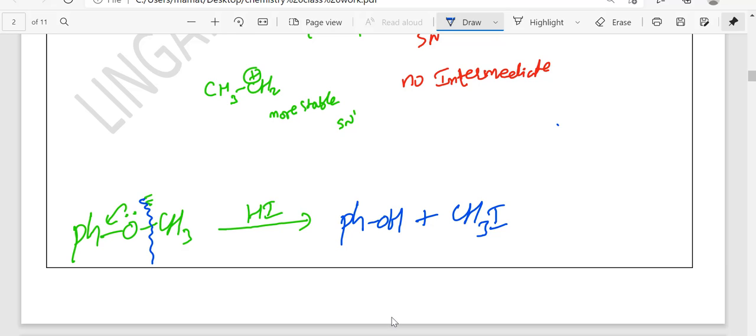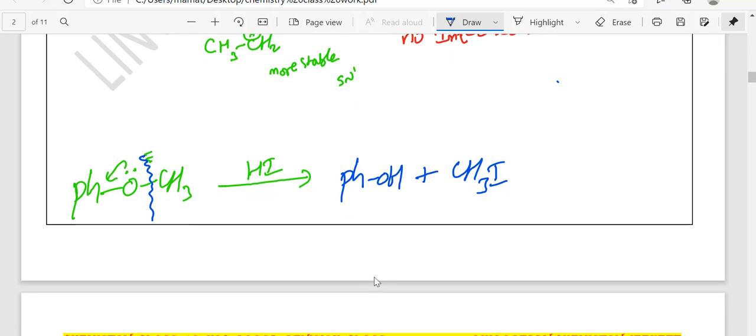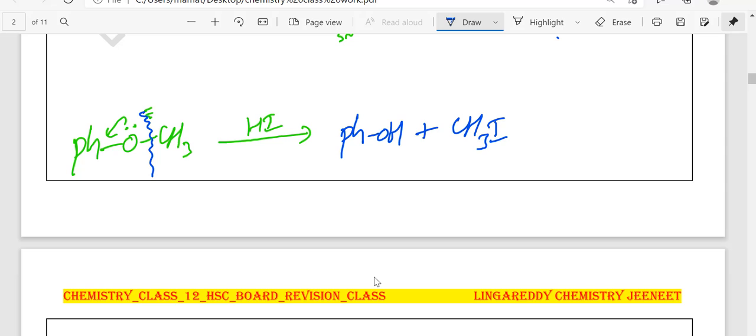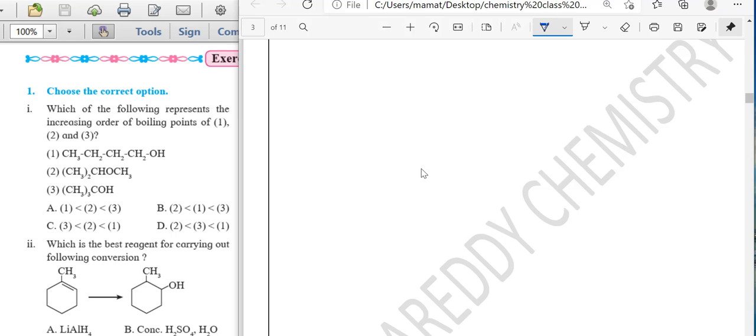Okay. So ether formation, ether cleavage, and distinguished test. So these are very important reactions and reagents. Now we will discuss question and answers, right? Now question and answers we will discuss.